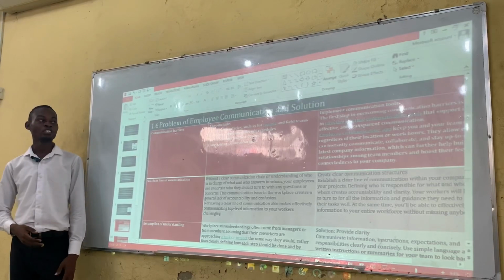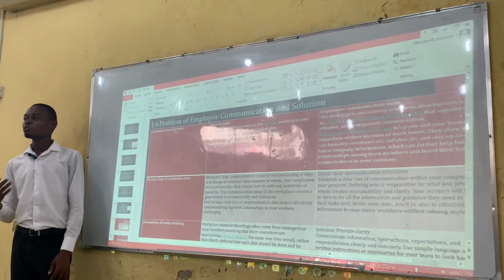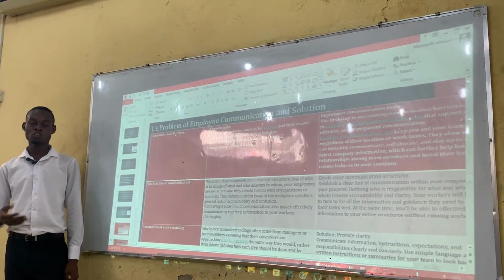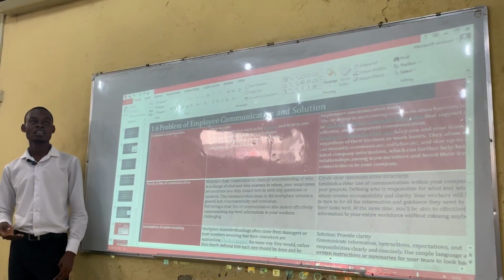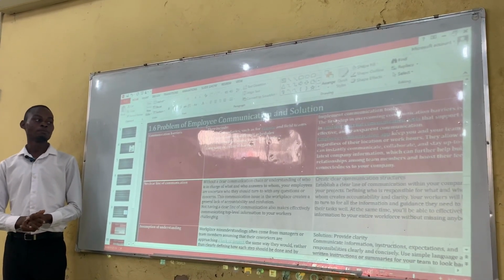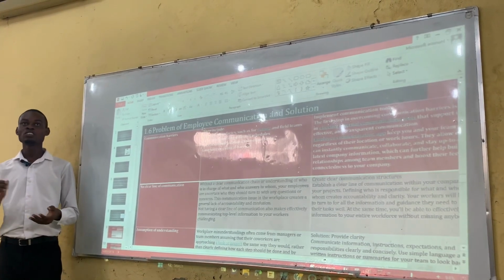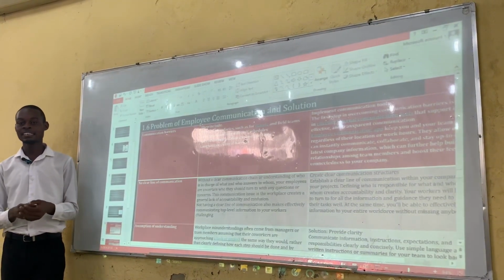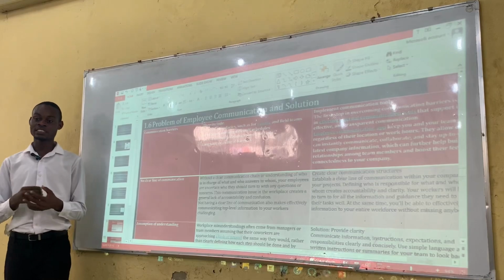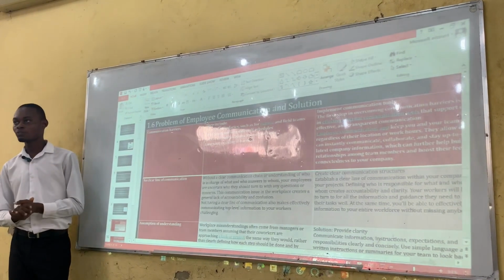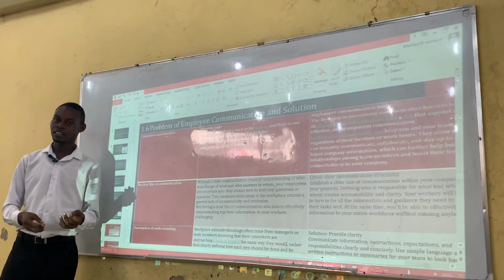Problems of employee communication and their solutions. Number one, a problem of employee communication is communication barriers. This could occur in those that are working in the remote field, and this could also occur when there are no clear lines and clear tools and channels of communication. It could also surface where there are language and cultural differences.